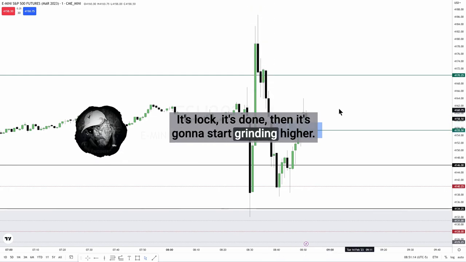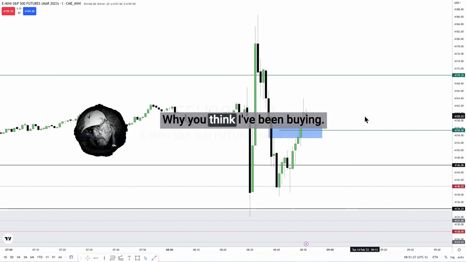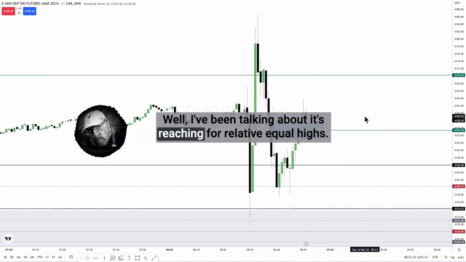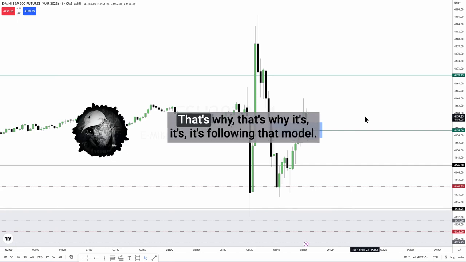Then it's going to start grinding higher. You don't think it happened? Look at your chart. Why do you think I've been buying? Why I've been talking about it reaching for relative equal highs. It's going up to an imbalance. This is SIBI. It's filling. That's why it's following that model.